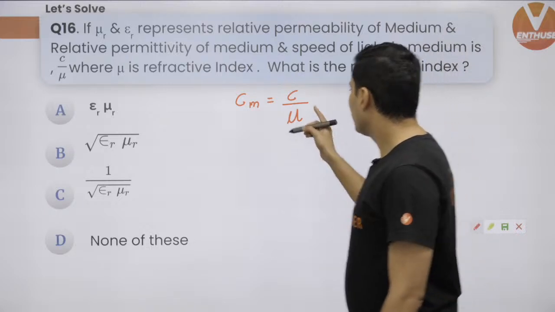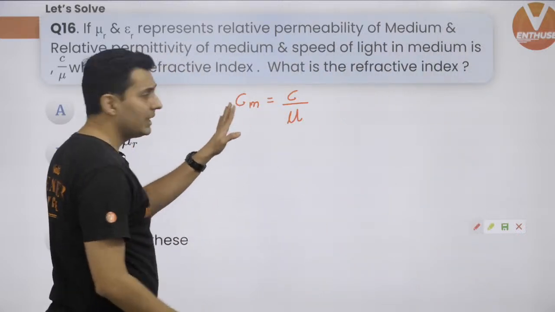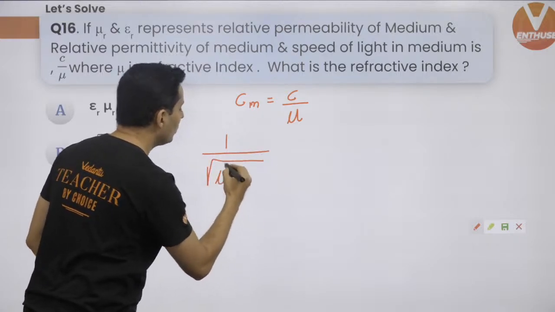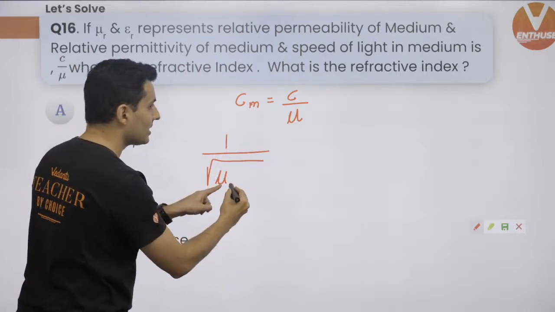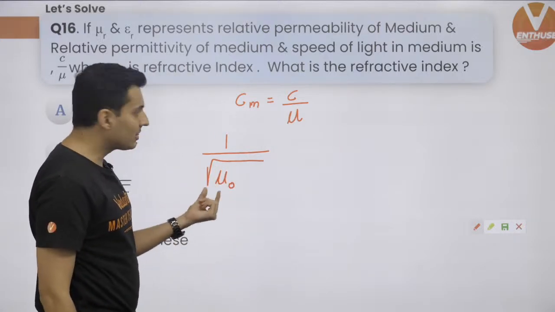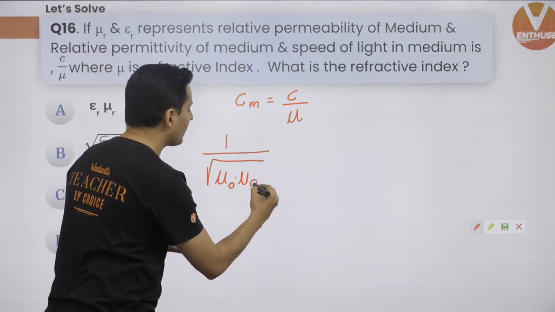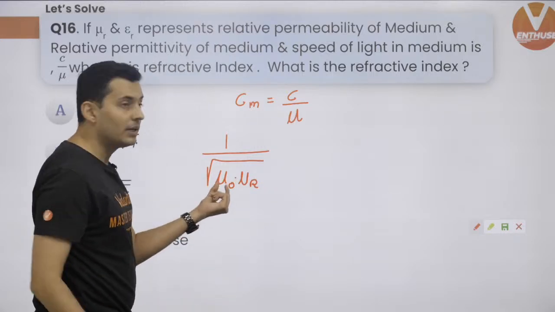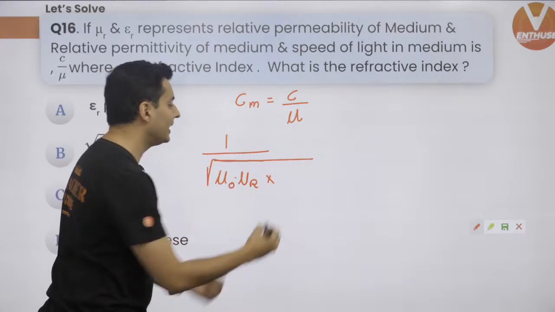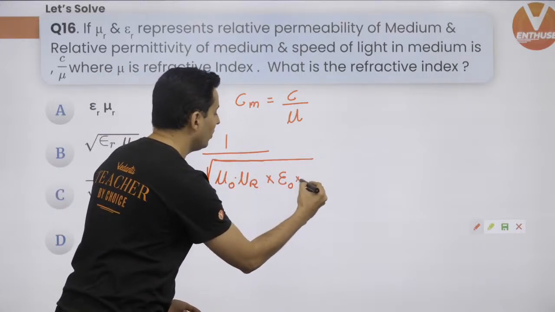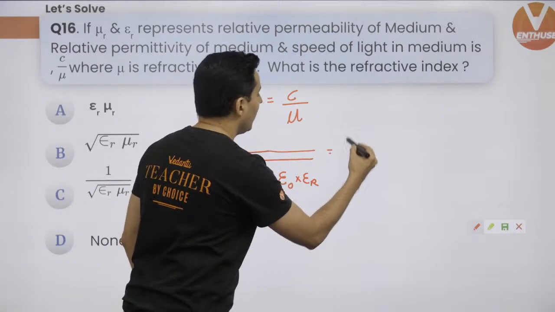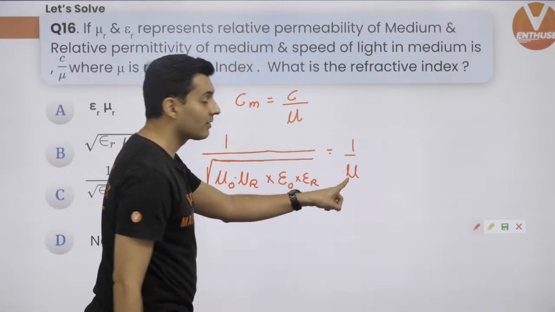Now, let's do this. What is the speed of light in any medium? It is 1 upon root of mu epsilon in that medium, but this mu is permeability, and permeability is permeability of free space into relative permeability. Permittivity is permittivity of free space into relative permittivity. That's how this works. And 1 upon mu, of course, this is refractive index.